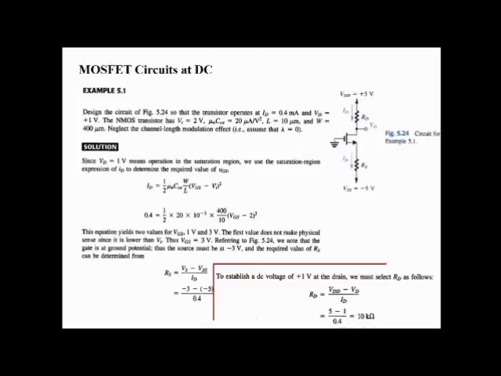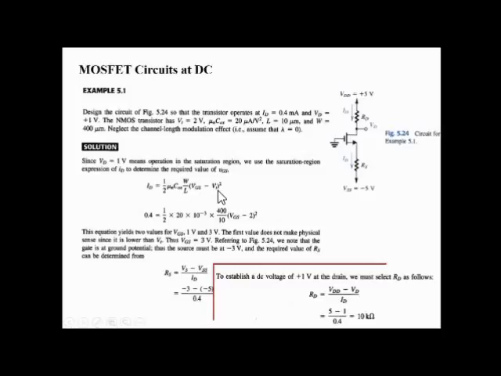Similarly, if you want to solve some examples, now design the circuit. These examples are just collected from the net, you can also find them. Design the circuit of figure 5.24 so that the transistor operates at the given values: ID, VD, NMOS, K value is given, L, W. So you have to calculate or design the circuit. Now since VD is given as 1 volt, it means operation in the saturation region, and we calculate ID equals half K W by L times VGS minus VT whole square. As it is operating in the saturation region, we are directly using this formula.